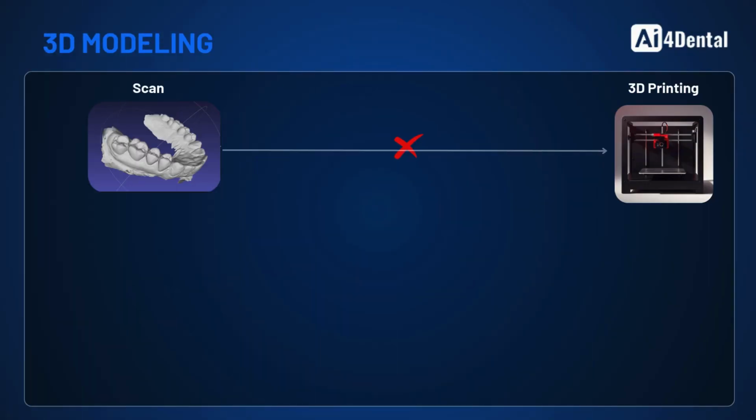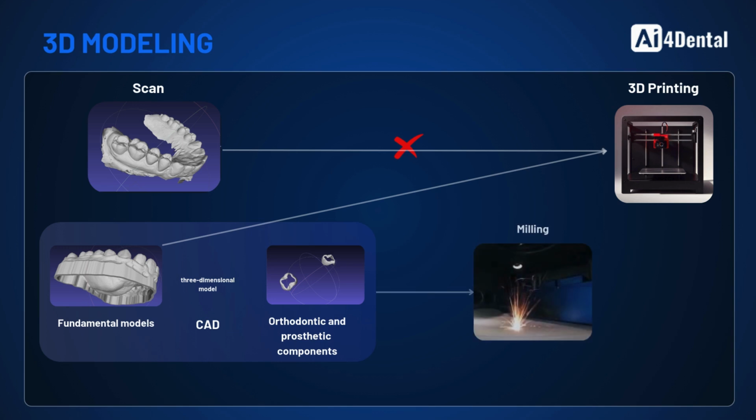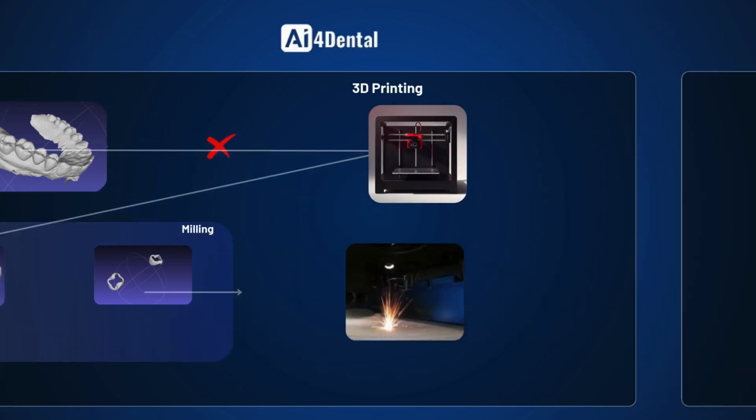First, a scan is a surface, not a volume, and therefore not directly printable. Moreover, raw scans often include many artifacts and are frequently incomplete. Thus, a CAD step is required to model the dentition and, if necessary, create orthodontic or prosthetic elements in dental workflows for subsequent manufacturing via printing or milling machines.